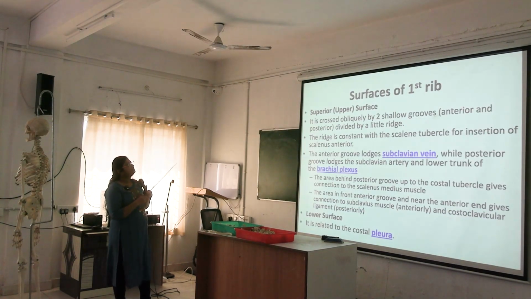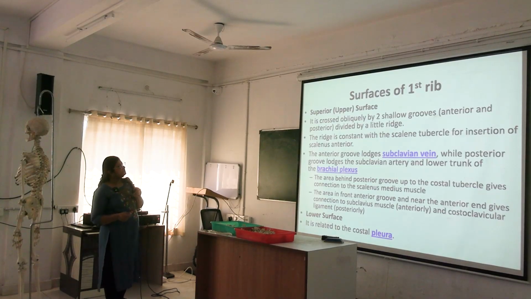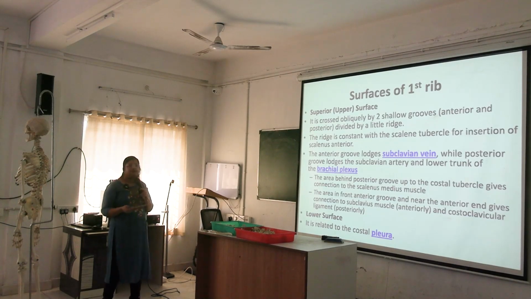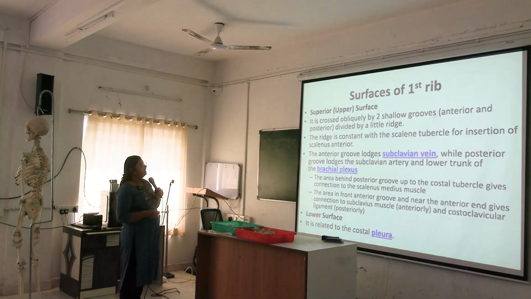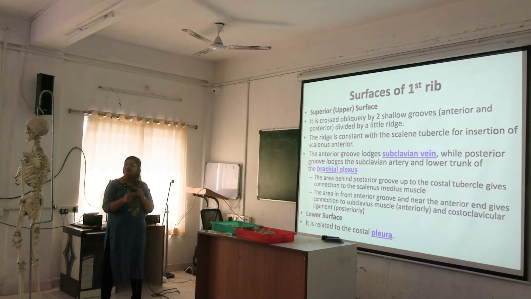Next are the surfaces of the first rib. The superior or upper surface is crossed obliquely by two shallow grooves, anterior and posterior, divided by a little ridge, and the ridge is continuous with the scalene tubercle for insertion of scalenus anterior. The anterior groove lodges the subclavian vein, while the posterior groove lodges the subclavian artery and lower trunk of the brachial plexus. Okay, that is also related. And the area behind the posterior groove up to the costal tubercle gives attachment to the scalenus medius origin.